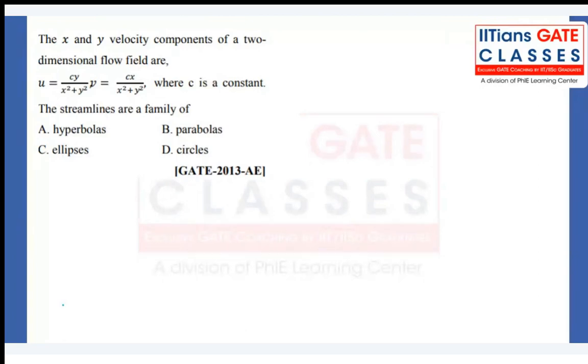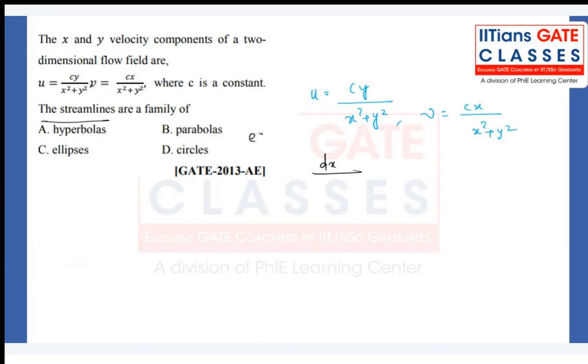Now u is given as cy over x square plus y square, and v is given as cx over x square plus y square. These streamlines are basically what they are asking: what family of curves are the streamlines? So once again, streamline, that means whether it is a parabola or circle, we have to get it from the equation of streamline.